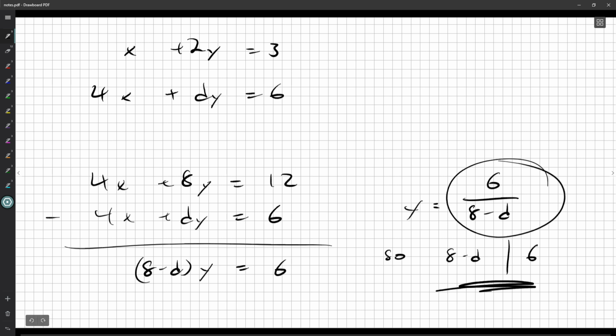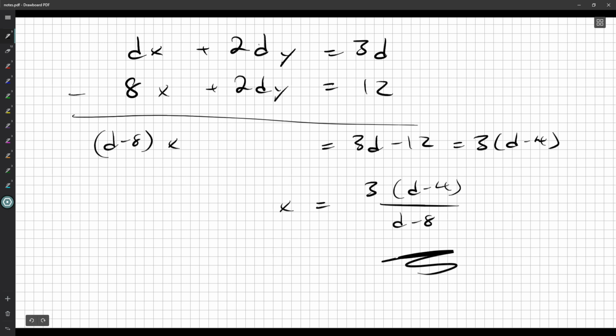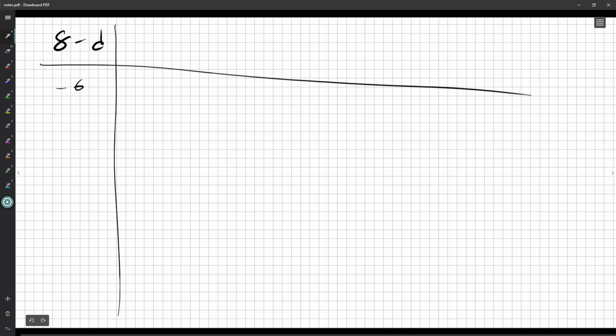There's only so many things that divide 6, but remember, you can have negative numbers. So let's say 8 minus d. Minus 6, you could have minus 3, minus 2, minus 1. You could have 1, 2, 3, and 6, and that's it. Those are the only things that divide 6. And y has to be an integer. So if that's the case, what is going to be d? 14, 11, 10, 9, 7, 6, 5, 2.